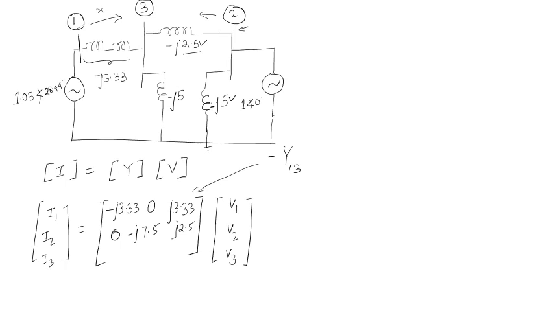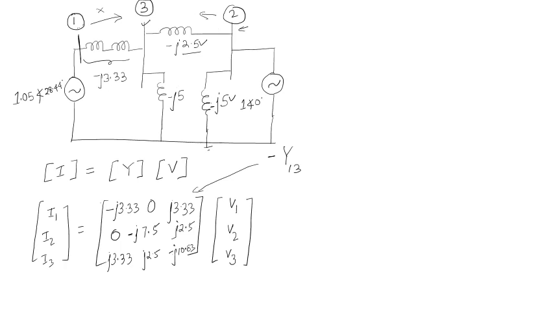Next is Y31, which will be j3.33. Next is j2.5, and then Y33. For Y33, add all the admittances that are connected on bus 3, so you will get minus j10.83. So this is the overall Y bus matrix.